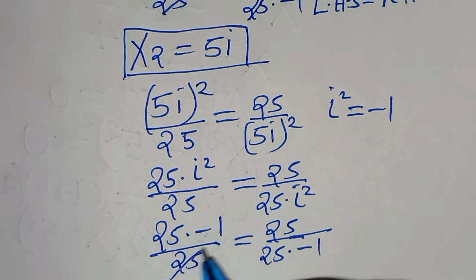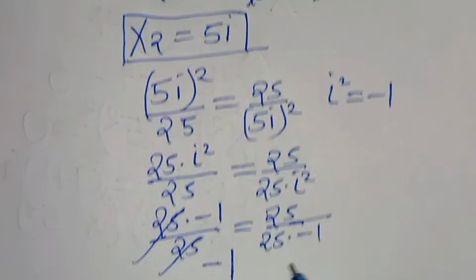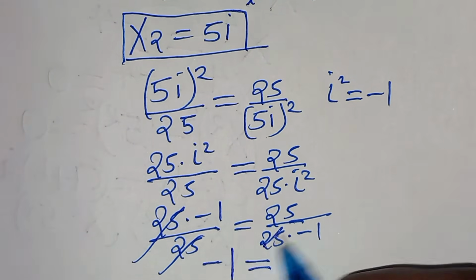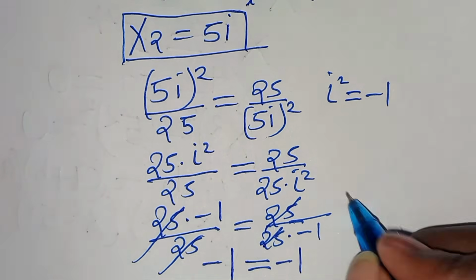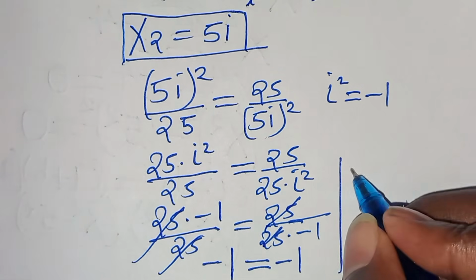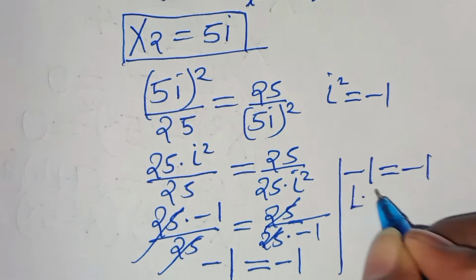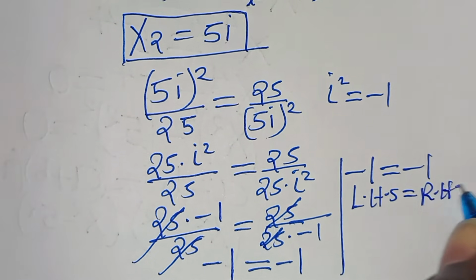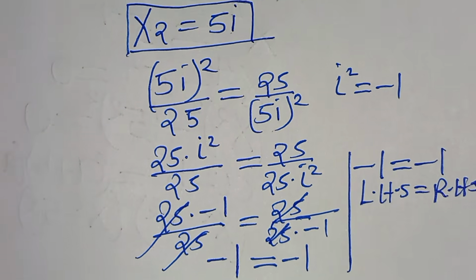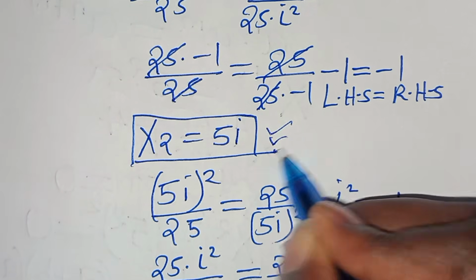So if you simplify here, 25 and 25 simplify. So this is minus 1. This is equal to 25 and 25 simplify. So this is equal to minus 1. So this implies that we have minus 1 equal to minus 1. And this implies that the left hand side is equal to the right hand side. And this implies that x2, which is 5i, satisfies the equation.